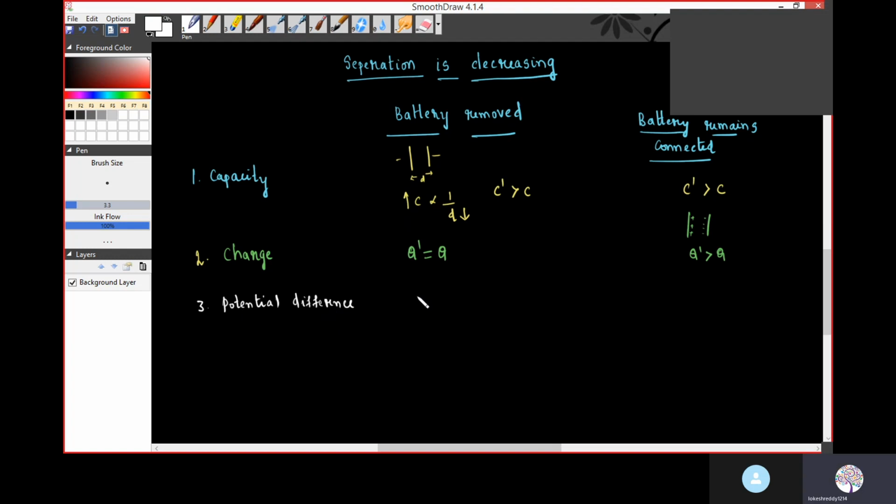V is inversely proportional to C. V is equal to Q by C, but Q is the same, so V is inversely proportional to C. If C increases, then the potential decreases. So V dash is less than V.